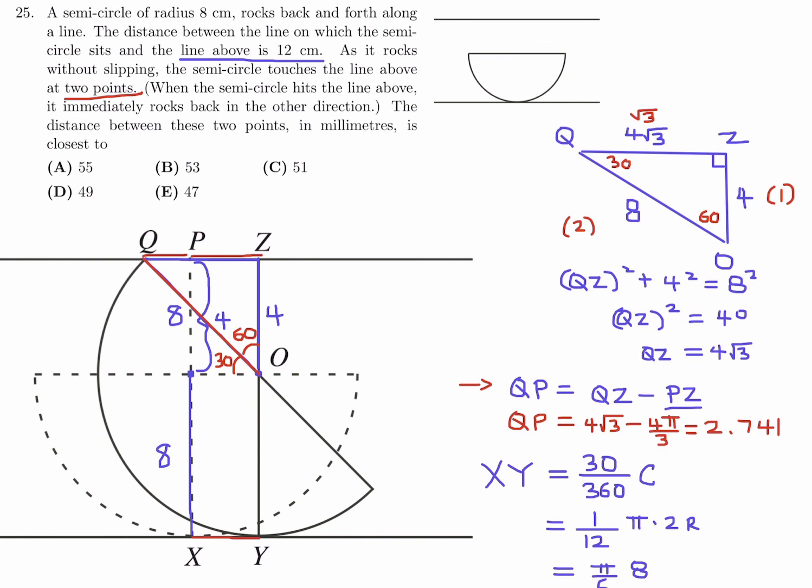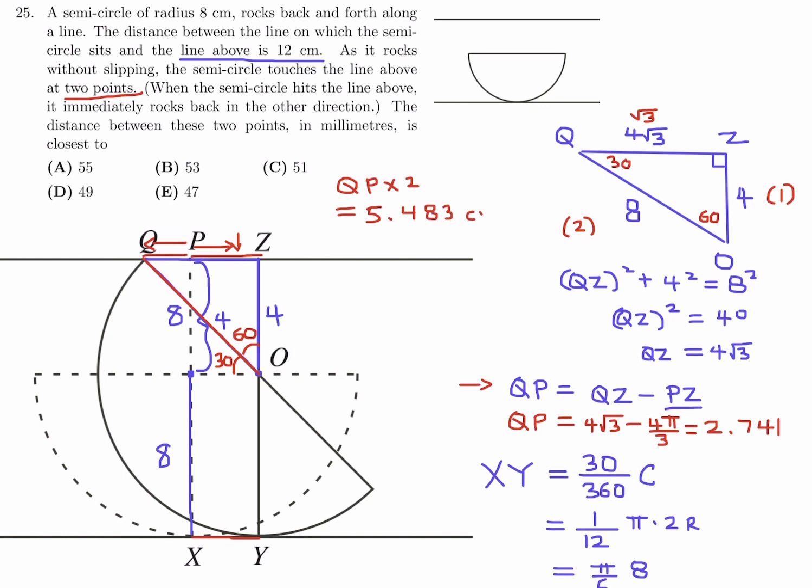And therefore, the other point is going to be somewhere, let's say here. And because of the symmetry of this diagram, the distance from P to that point is the same as the distance from P to Q. So since we got QP, we can just multiply QP by 2 to get the total distance.